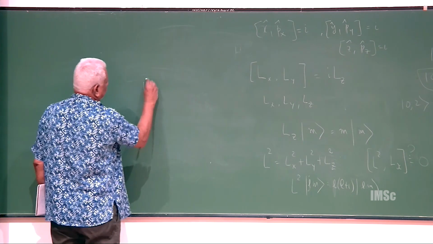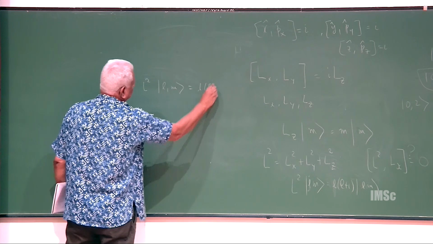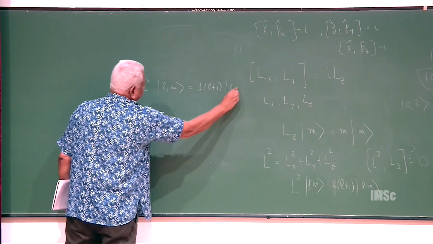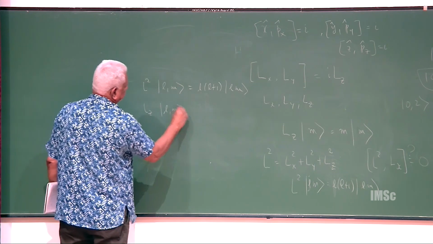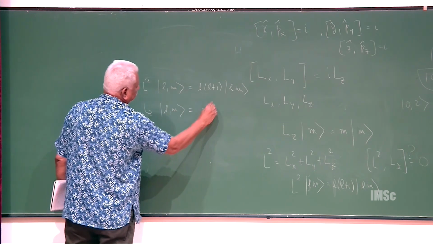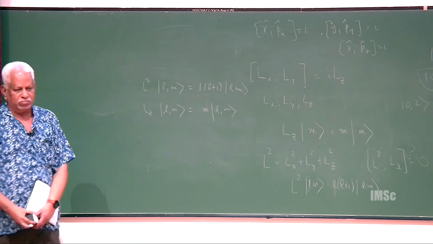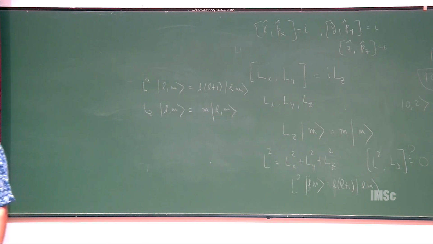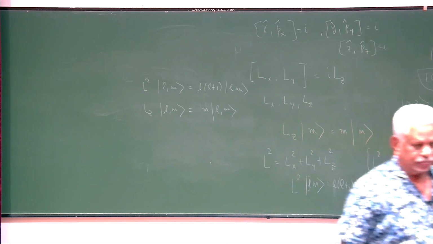L square acting on |l, m> gives you l(l+1) times |l, m>. Lz acting on |l, m> gives me m times |l, m>. This is the basis because you have diagonalized both of them. What are the things you are left out now? You have Lx and Ly, right?